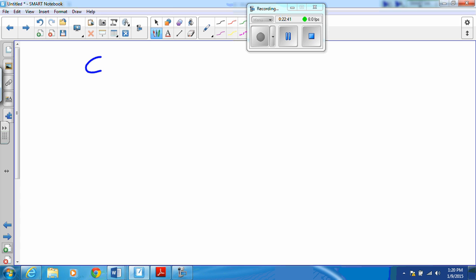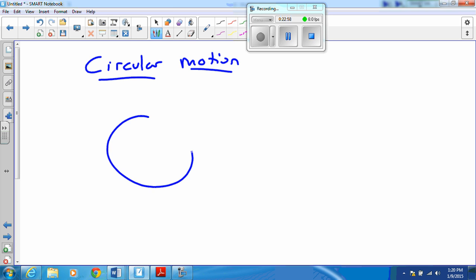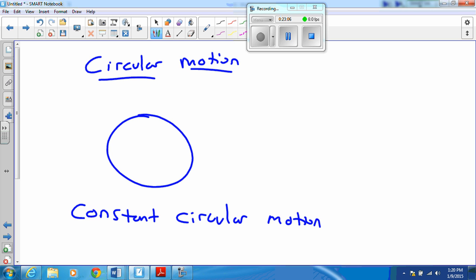Speaking of motion, one of the things that we did was circular motion, and we did it in two gulps. The first thing that we looked at was velocity and acceleration in circular motion, and then very recently we've talked about angles also. So let's talk about an object experiencing constant circular motion.